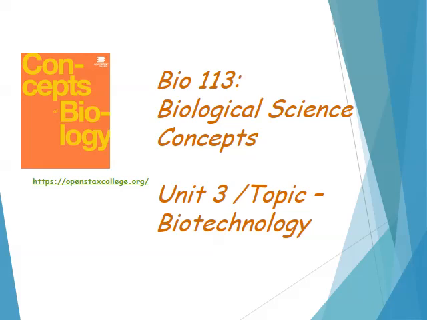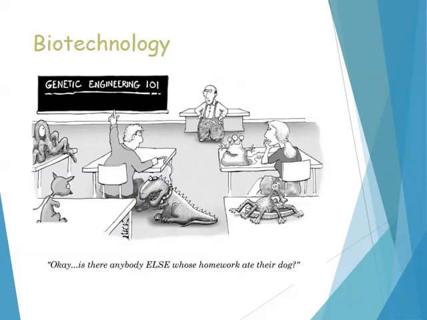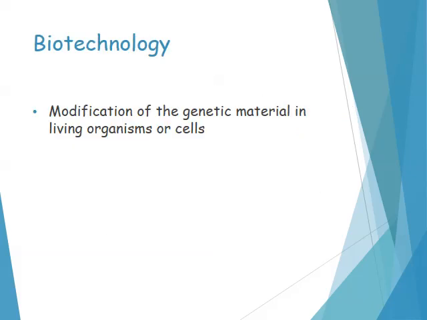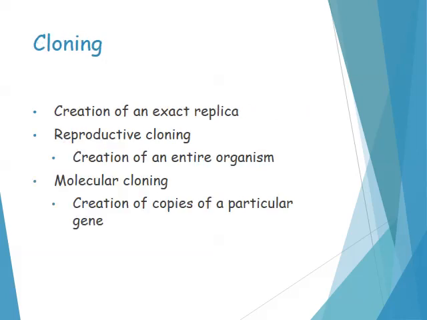The last topic that we're going to cover in Unit 3 is biotechnology. Biotechnology involves the modification of genetic material in living organisms or cells. Cloning involves extracting DNA from a host cell and implanting it into another type of cell. Reproductive cloning allows the creation of an entirely new organism, while molecular cloning creates copies of a particular gene.